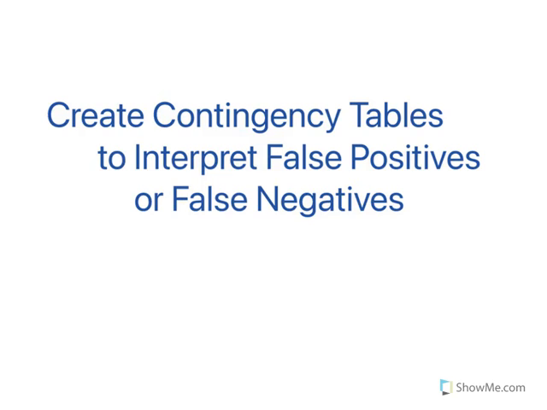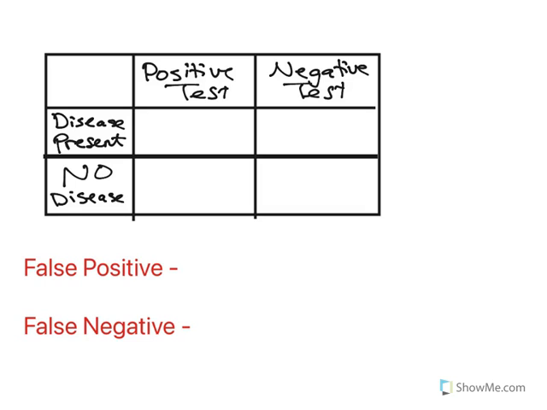Let's create contingency tables to interpret false positives or false negatives. So this gets into the fun stuff. Now, part of understanding false positives and false negatives is really just understanding what we're talking about. So in this table that I have, you can see we have disease is present or no disease, right? Because, let's talk about strep throat. You either have it or you don't, right? There is no in between.